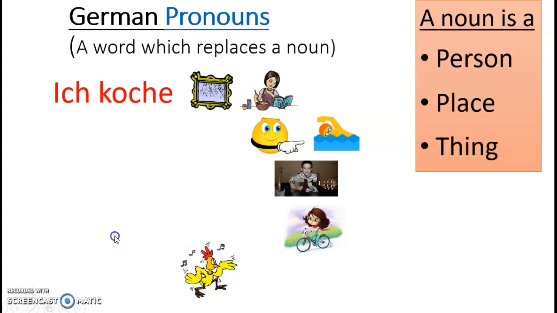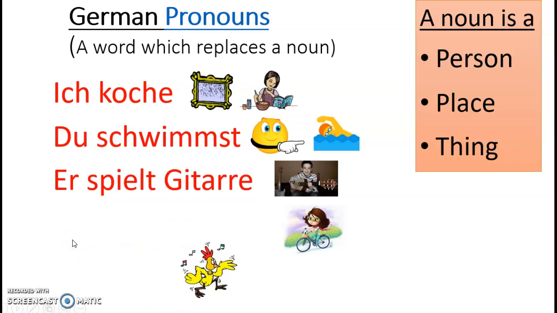The next pronoun is du. If you're talking to one other person you know well. For example, du schwimmst. So here this little guy is talking to the person swimming. Du schwimmst. The next pronoun is er.